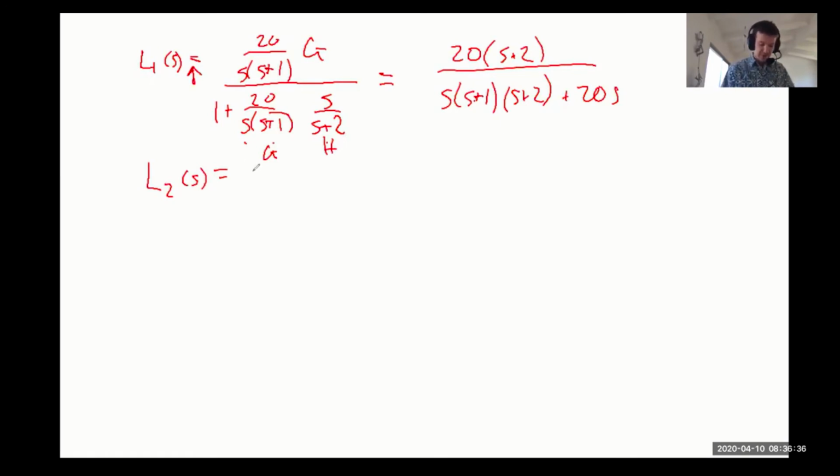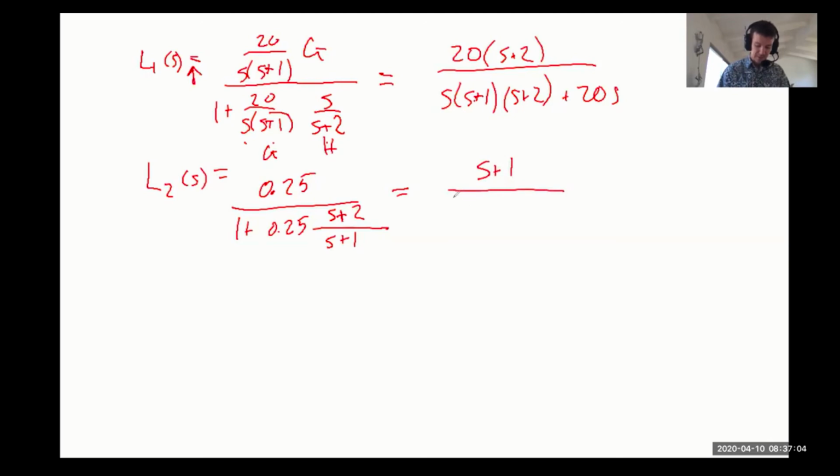So let's see that again in loop 2. The forward path is just a gain of 1/4. The feedback path is s plus 2 over s plus 1. My pluses are not really showing up here. Okay, so I can multiply everything by 4 times s plus 1, and I get s plus 1 on top, and then 4 times s plus 1 plus s plus 2.